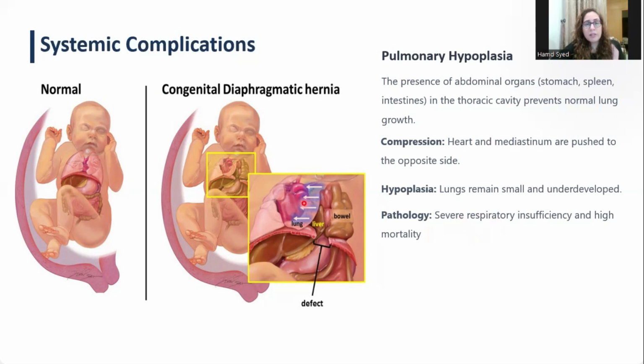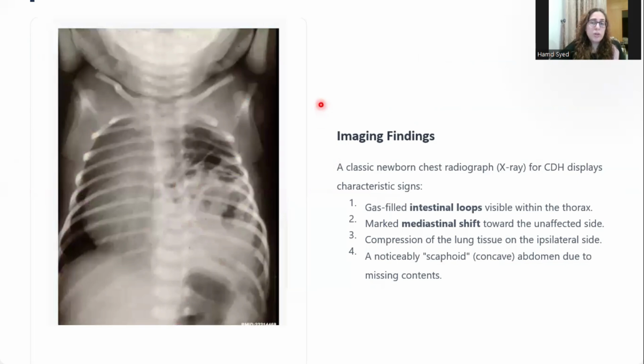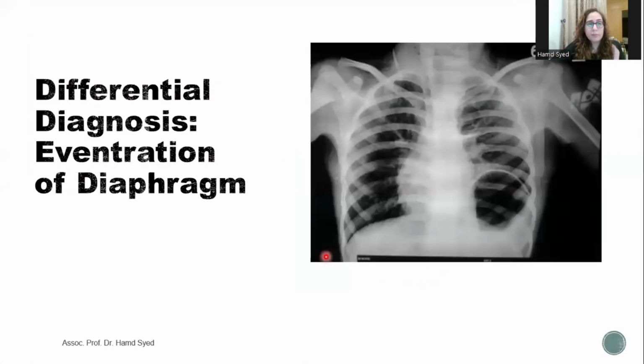Also, the heart and median sternum are pushed to the opposite side. So this can be diagnosed at birth through an X-ray, and the classic imaging findings would be the gas-filled intestinal loops which are visible within the thorax, and also the marked mediastinal shift towards the unaffected side, and compression of lung tissue on the ipsilateral, that is the same side. And also there will be a scaphoid abdomen, that is a concave abdomen, because of the missing contents.